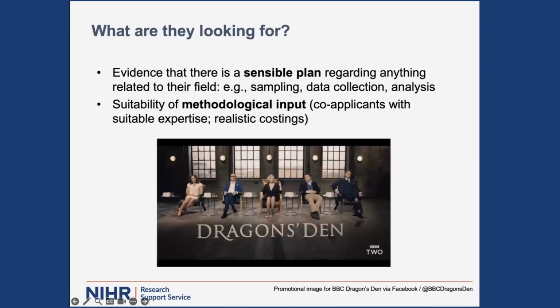So what are they looking for? Essentially, they want evidence that you've got a sensible plan that's related to any of their fields. Some of the things we mentioned in the worked example this morning, whether that's about how you're sampling, how you're going to collect your data, definitely how you're going to analyse it. And they also want to check that your team has the right expertise to deliver that aspect of the work. So whether that's that you have particular co-applicants and that they've got a track record with those methods and the kind of study that you are proposing to deliver. That also includes having realistic costings in terms of the time that they are allowed on the project. So that needs to be realistic too.